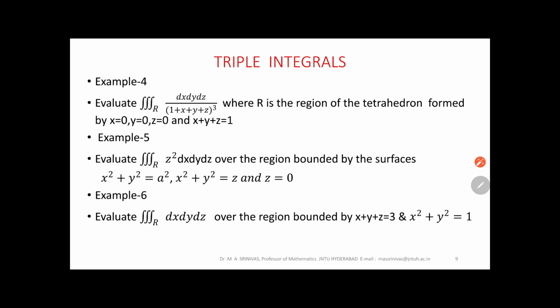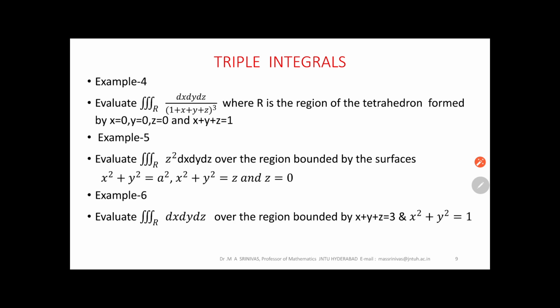Triple integral over R of z square dx dy dz, over the region bounded by the surfaces. Here, what are the surfaces he has given? Z is 0, that is the xy plane, and x square plus y square is equal to z, and x square plus y square is equal to a square.